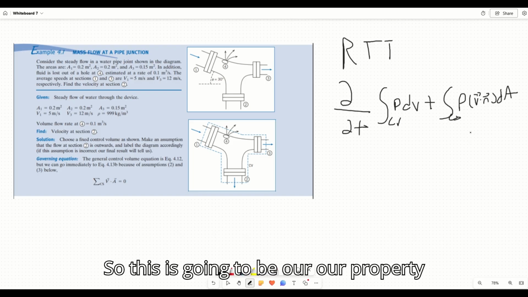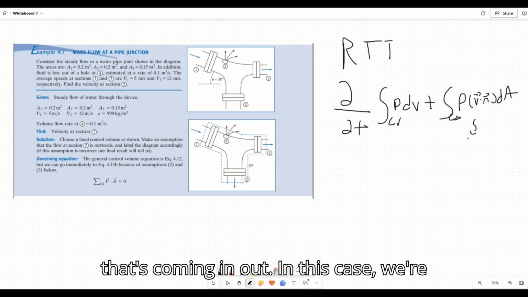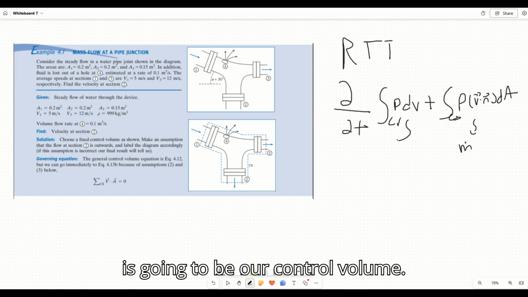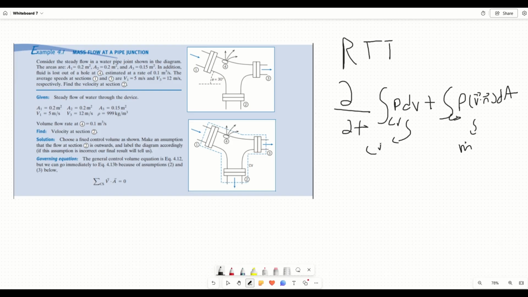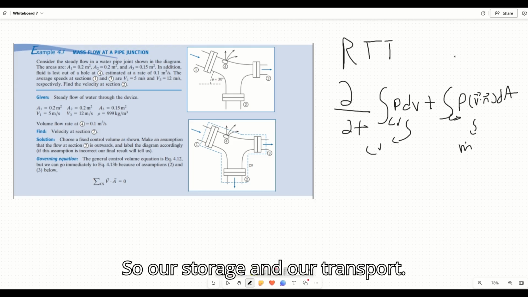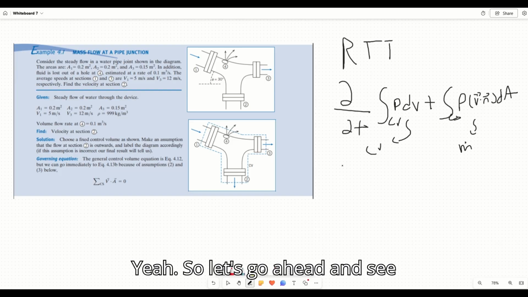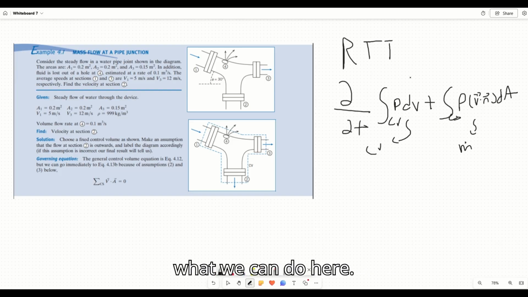So this is going to be our property that's coming in, out. In this case, we're going to be looking at mass flow rate. This is going to be our control volume, so our storage and our transport. So let's go ahead and see what we can do here.